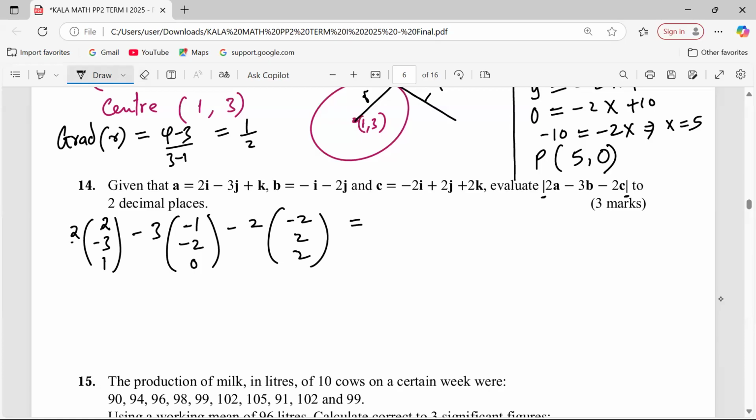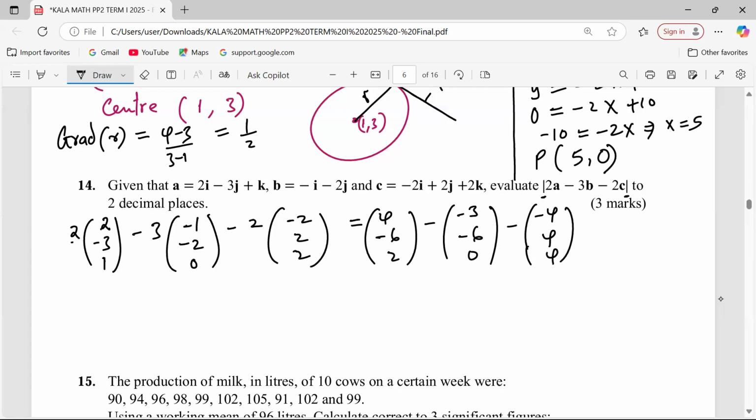This is 4, negative 6, 2, minus, this is a negative 3, this is a negative 6, and this is a 0, minus, this is negative 4, 4, 4. I hope we are together in that computation. Just hope that we are together in that multiplication.